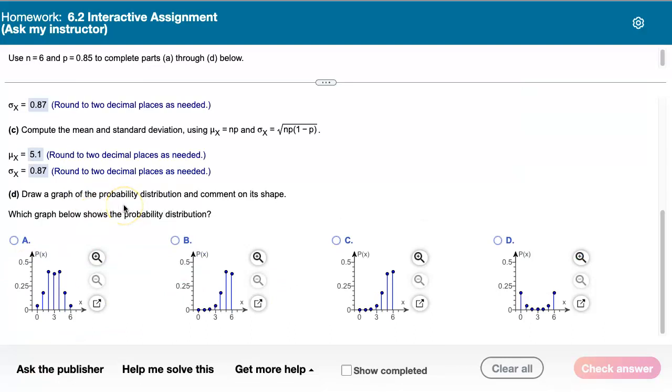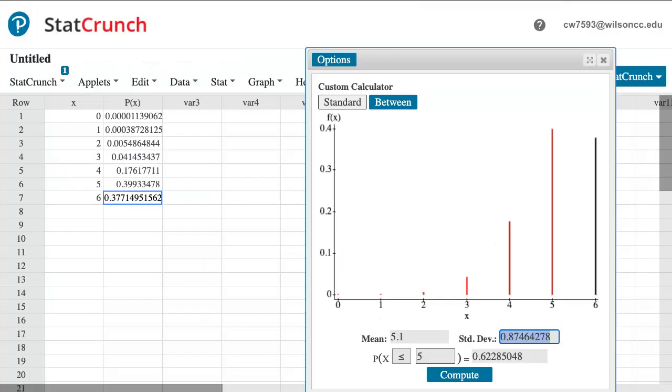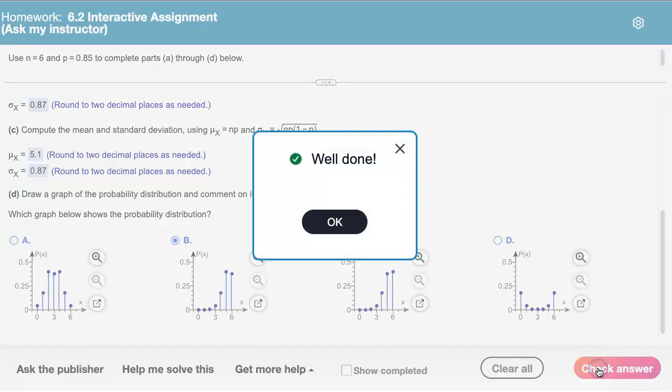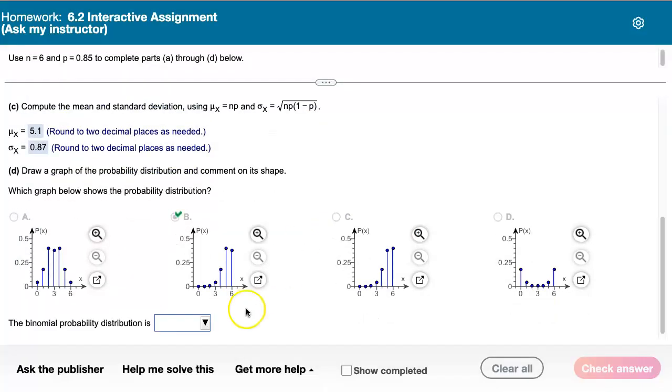In part D, we're asked to draw the graph of the probability distribution and comment on its shape. We could do this by going back to the original table, but if you recall, when we went to StatCrunch and looked at the mean and standard deviation that we were trying to calculate, it also came up with this graph of the binomial probability distribution. So now we can just come back and match the best graph and comment on its shape, which in this case is skewed left.